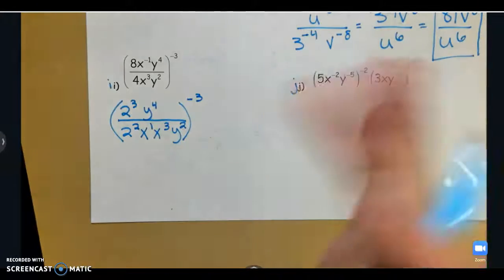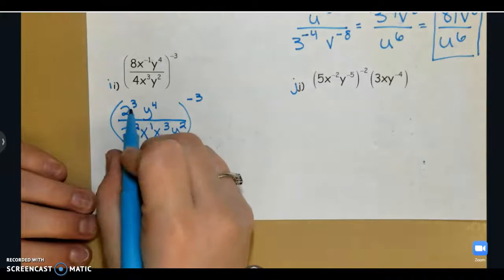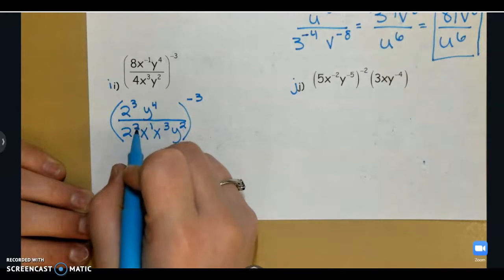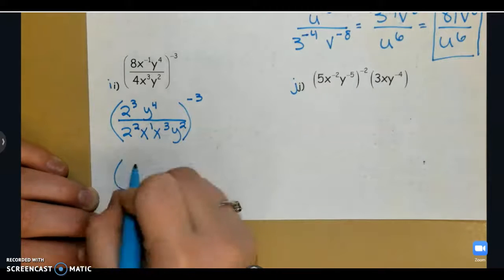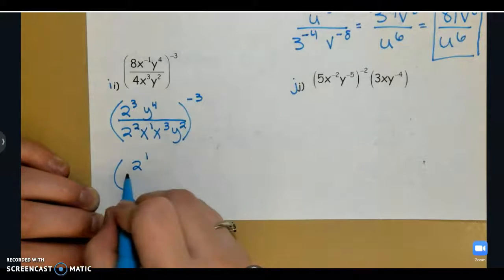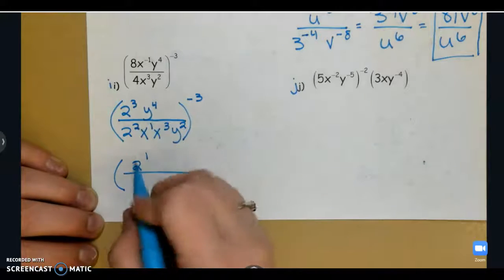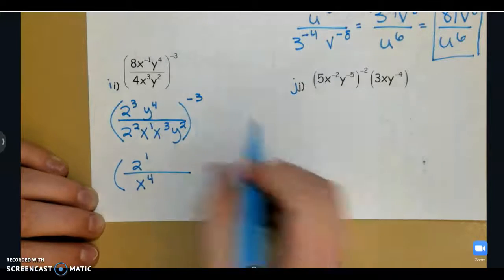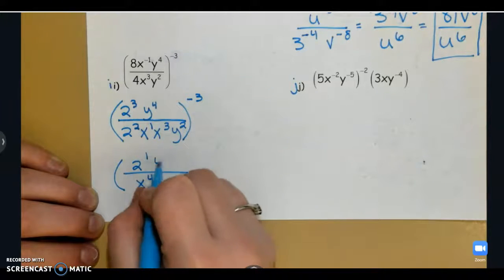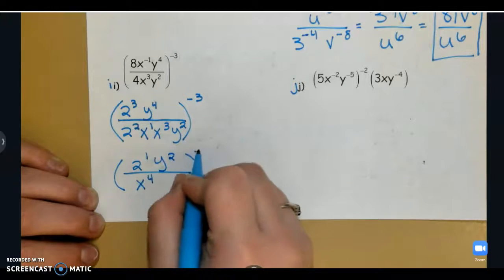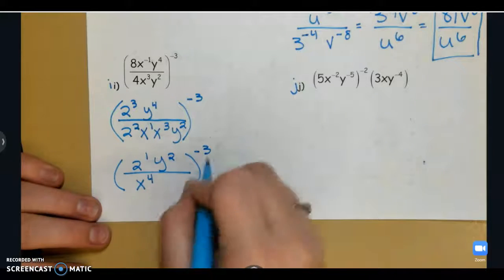Okay, so I'm going to go ahead and combine my like terms and simplify. So I have 2 to the 3rd over 2 to the 2. So what we do is we subtract those exponents. So that gives us 2 to the 1 in the top. Then in the bottom, my x terms, x to the 1, x to the 3rd, that gives me x to the 4th. And then I've got y to the 4th over y squared. So again, subtracting my exponents. I've simplified. Now I'm ready to distribute my outside exponent.